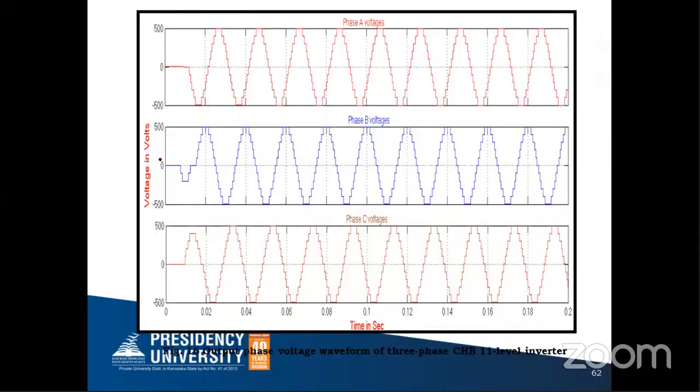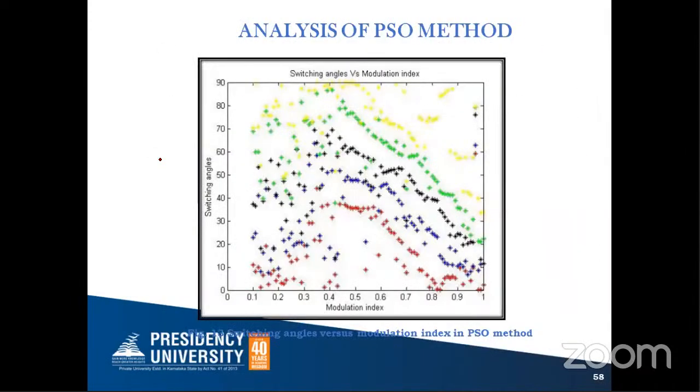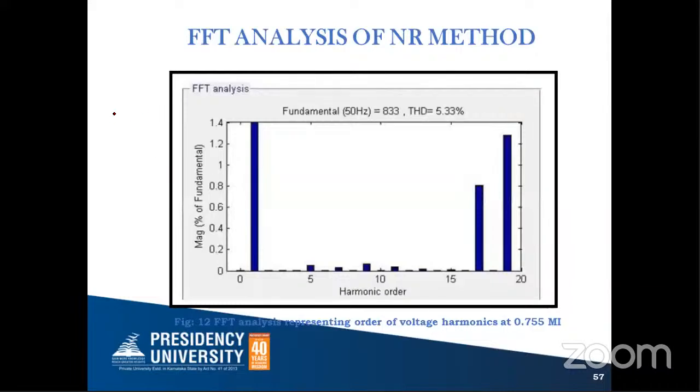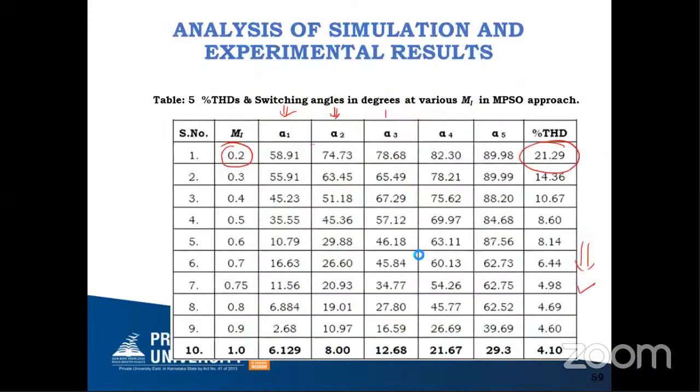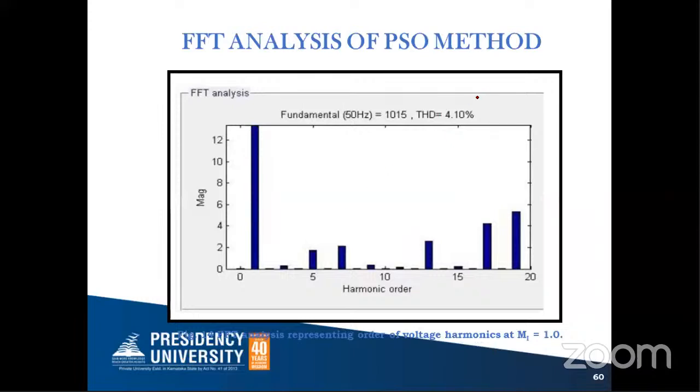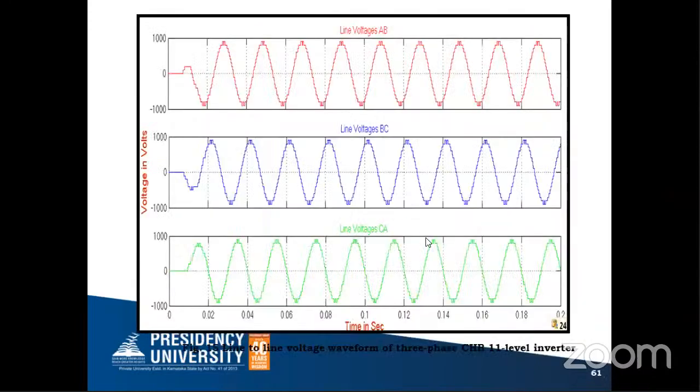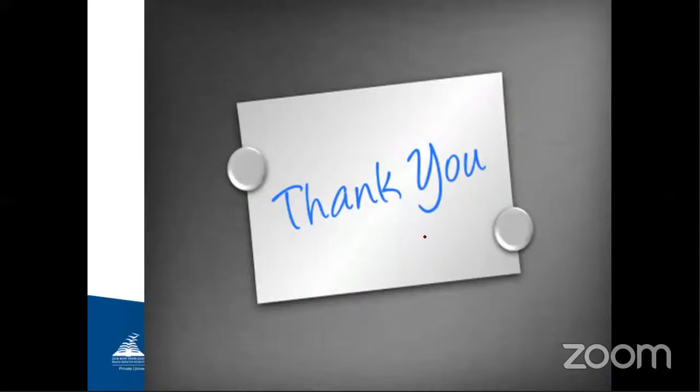Let me show you the waveform, and then I will explain. If you see the FFT analysis in the case of the Newton-Raphson method, can you see the order of the harmonics? The harmonics are almost zero, that means minimum harmonics are present here. Harmonics are eliminated to a greater extent. But if you see the PSO algorithm, even though the total harmonic distortion is 9.10, you don't have a clear harmonic profile here. That is the main limitation of these algorithms.